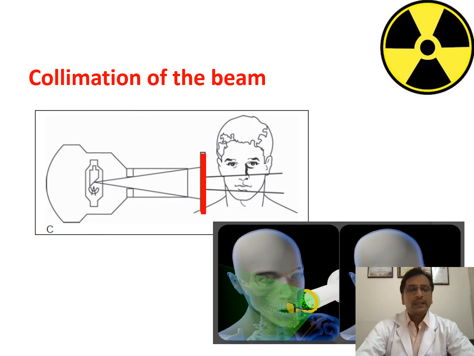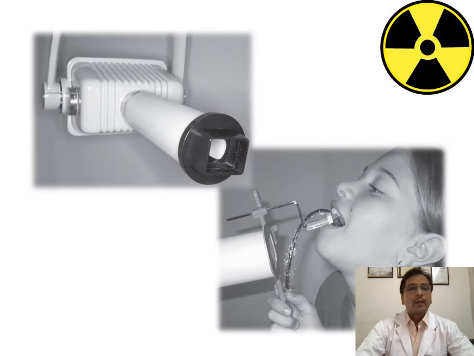Another thing is, since I told you in the beginning that the radiation is always divergent from its source of origin, collimation, that is restricting the size of the beam, also helps to reduce the radiation exposure to the patients. So use of rectangular collimation is always advisable for radiation protection.